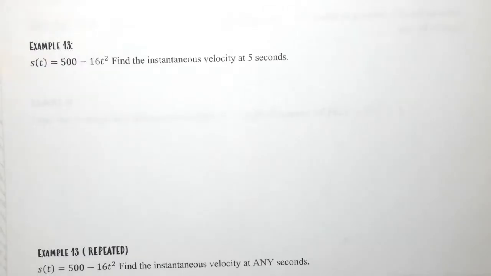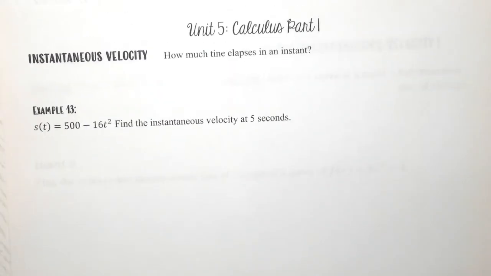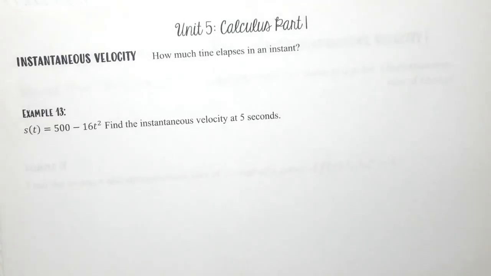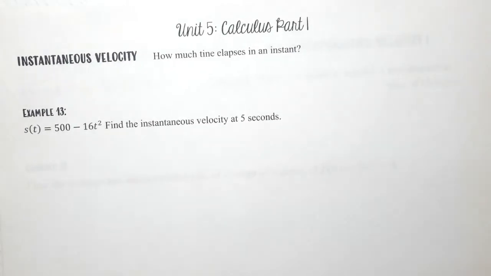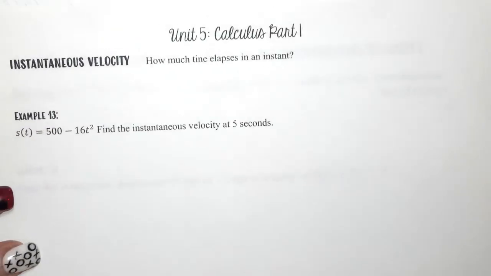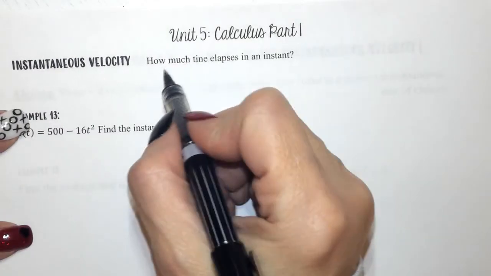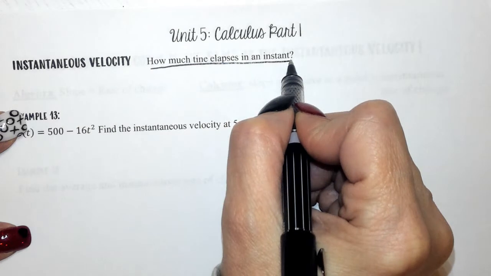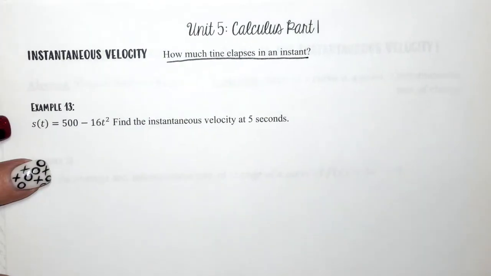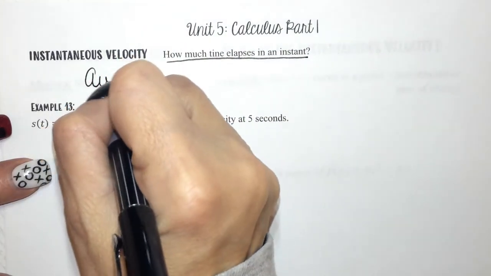All right, so I'm going to keep going. Now we've got instantaneous velocity as well. How much time elapses in an instant? Average velocity is over time. How much time elapses in an instant? And time has to elapse, otherwise we'd be stuck in the same spot forever.